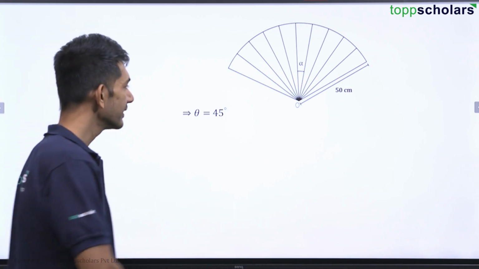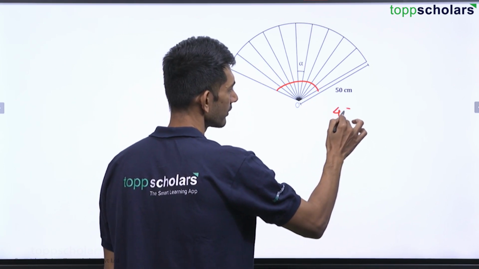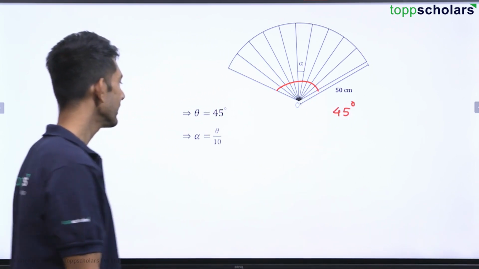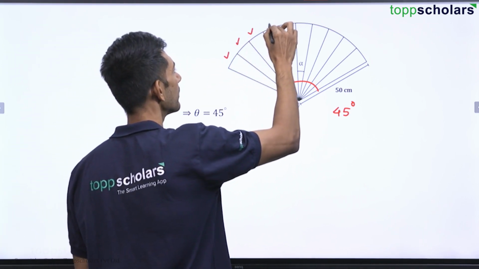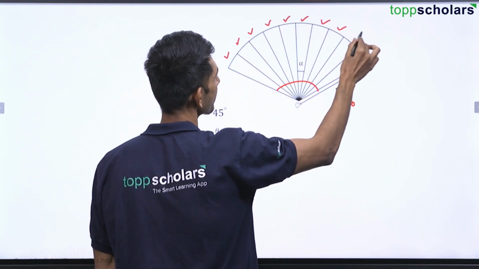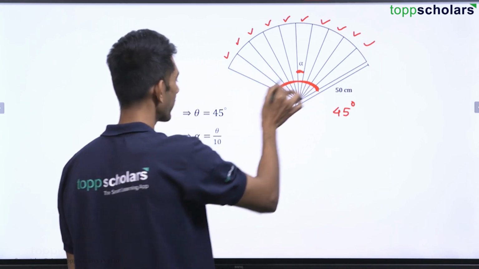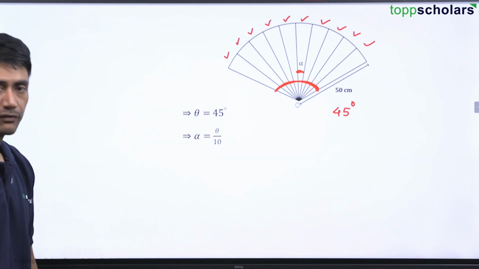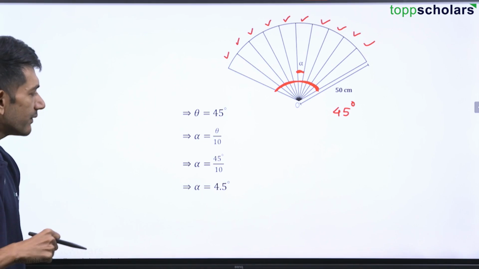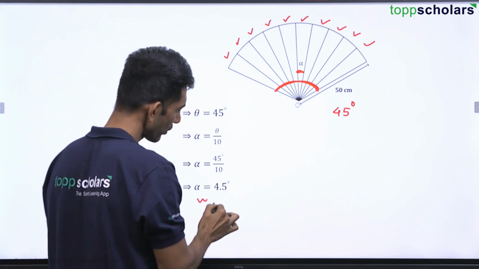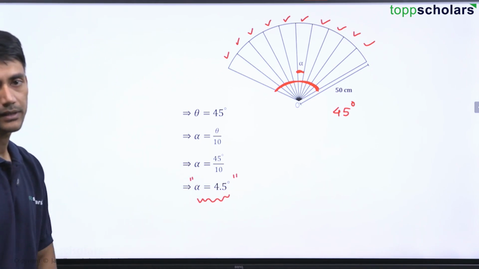Now understand, this entire theta is 45 degrees. Now what are they saying? They are saying that this is divided into 10 identical parts. 10 parts. Entire is 45, so alpha will be 45 divided by 10. So 45 divided by 10 is 4.5. So we get 4.5 degrees. So alpha is 4.5 degrees. Easy.